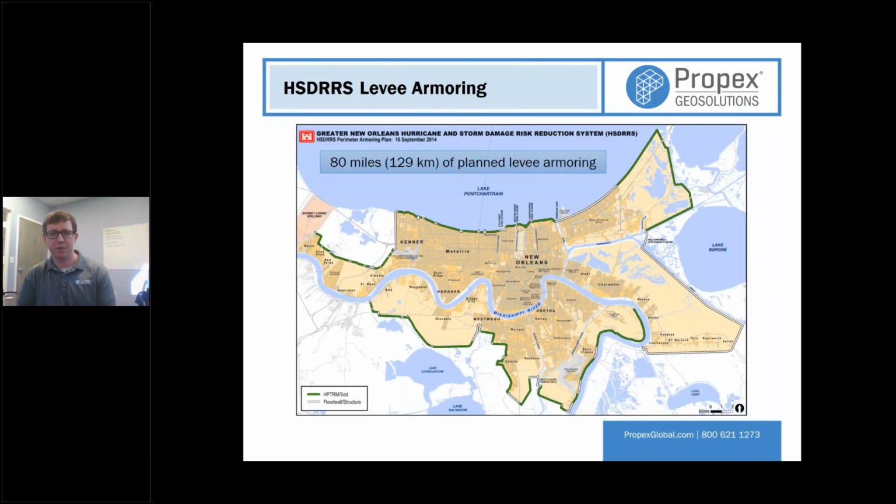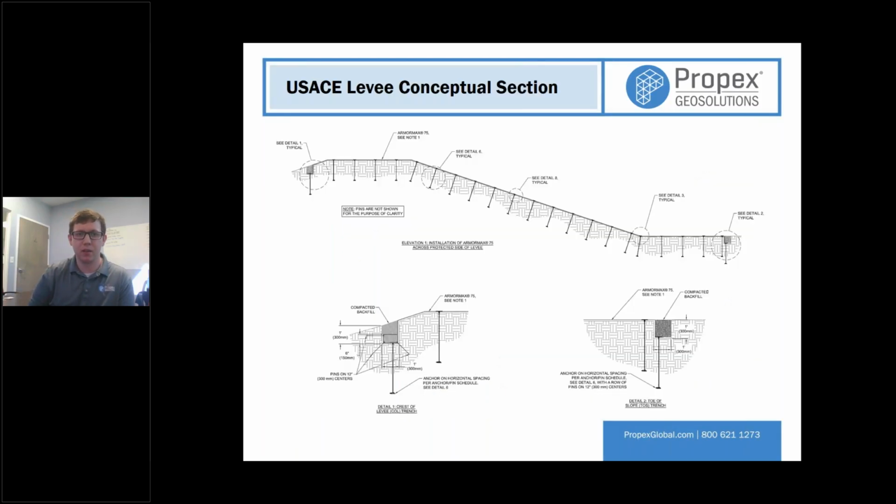So for perspective, this 80 miles of levee armoring came out. All the green you see there are levees to be armored with an HP-TRM and sod. Here's a typical section where the water is coming from left to right, where it's protecting on the backside for overtopping protection.